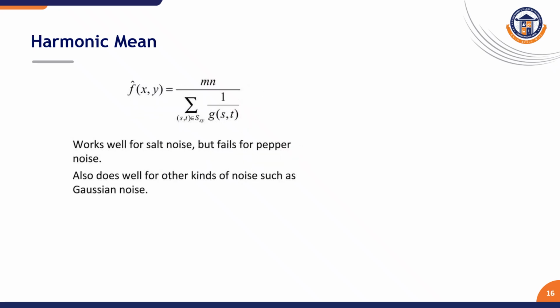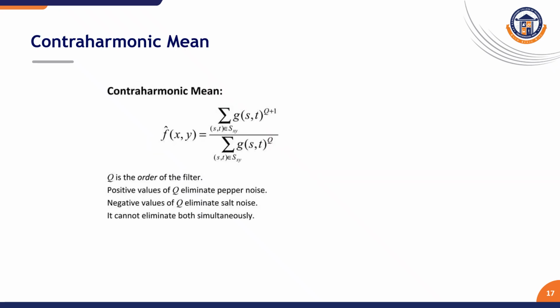The next one is the harmonic mean. In the harmonic mean, f cap of x comma y equal to m n divided by the summation of 1 by g of s comma t. It works well for salt noise but fails for pepper noise. It also does well for other kinds of noise such as Gaussian noise.